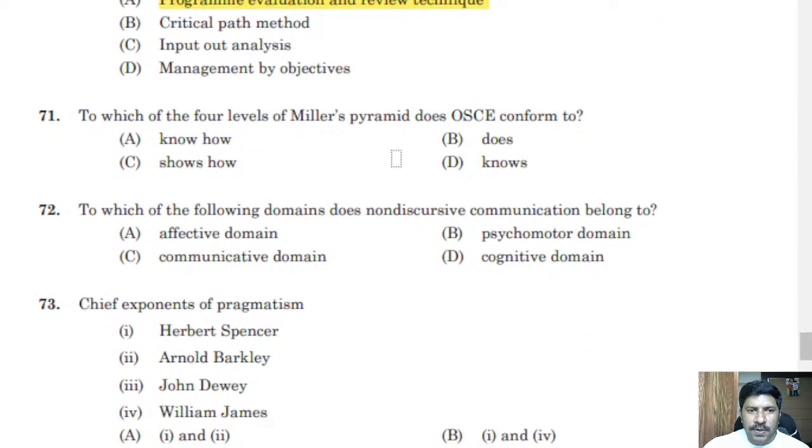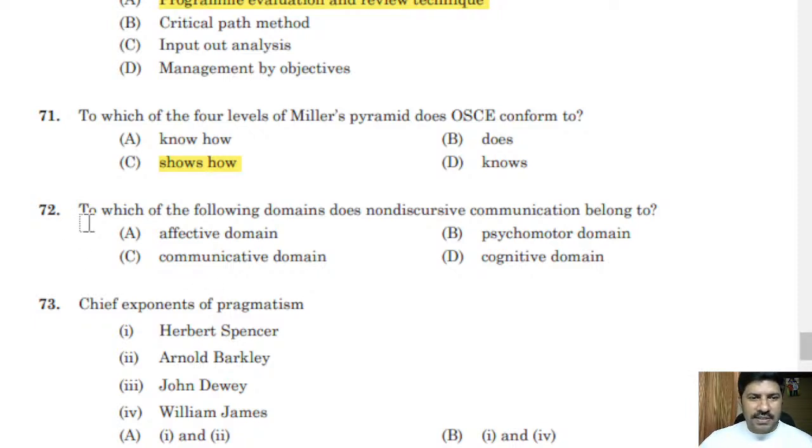71st question. To which of the 4 levels of Miller's pyramid does OSKI conform to? Correct answer, that is shows how. So this is also a newer question for you. I think you need to study this in detail. So we will give questions related to this topic in next videos. So you can study this well.